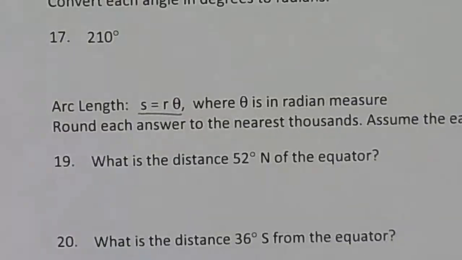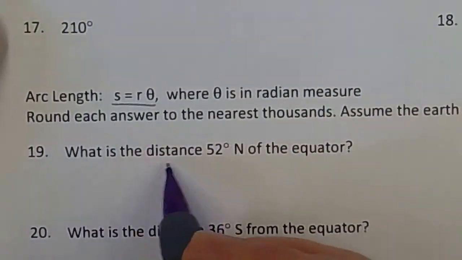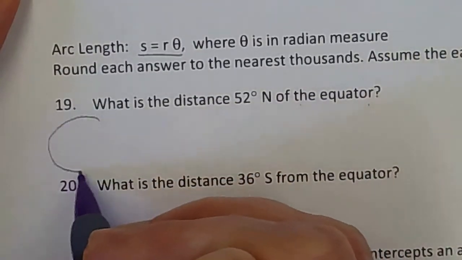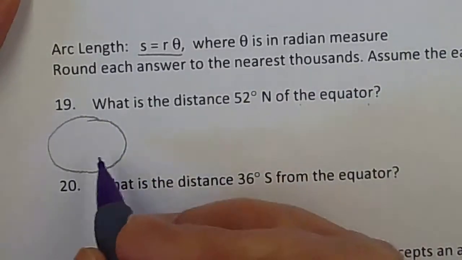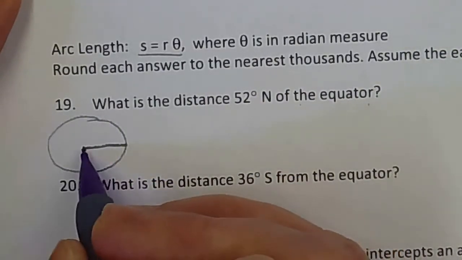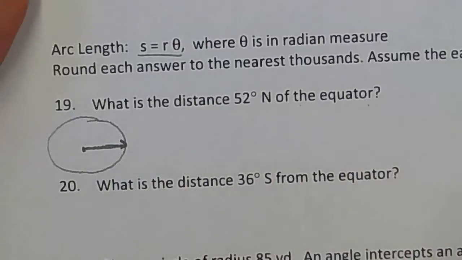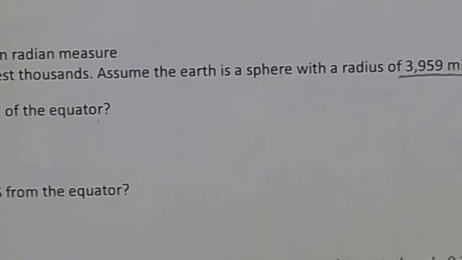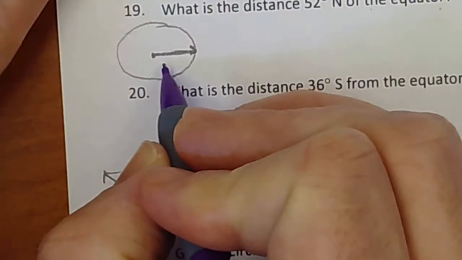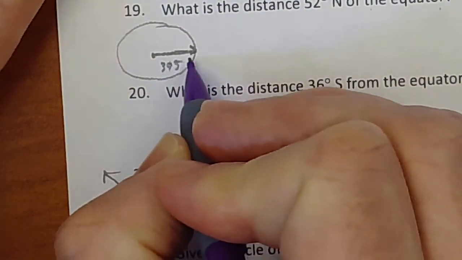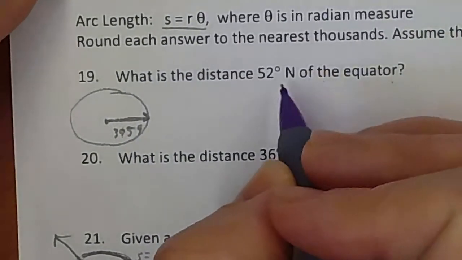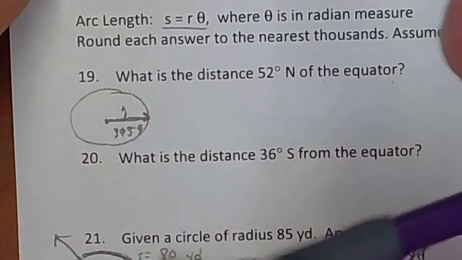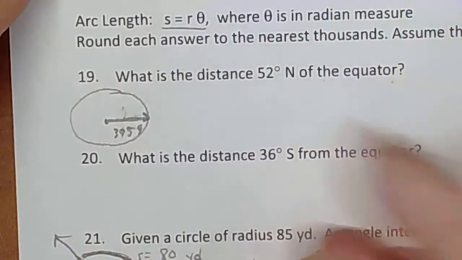They're just giving us the distance 52 degrees north of the equator. So let's just say we're looking at the Earth from outer space, from the side, and let's draw the equator right here. They gave us the radius of the Earth, 3959 miles. That's R. And this says 52 degrees north of the equator, so they're giving me this angle. I'm not going to draw that in there, just going to put 52 in there.